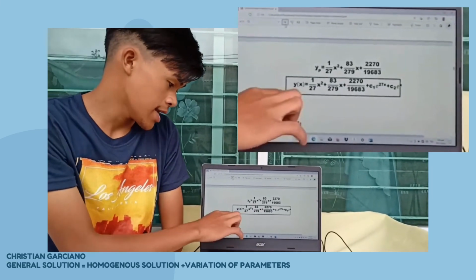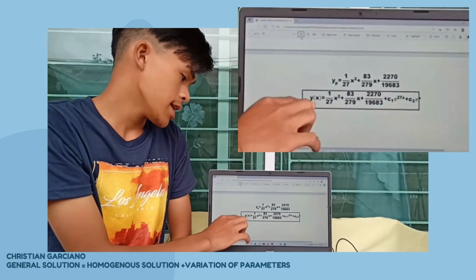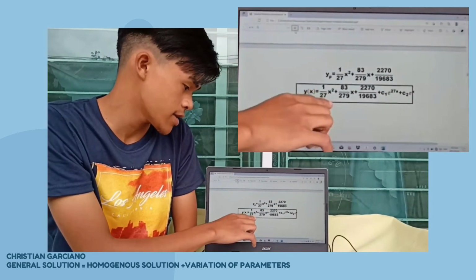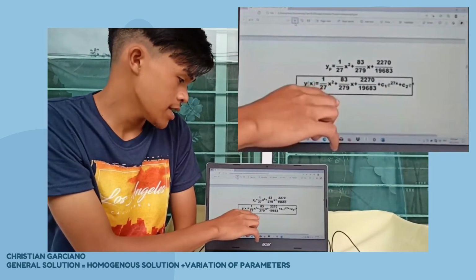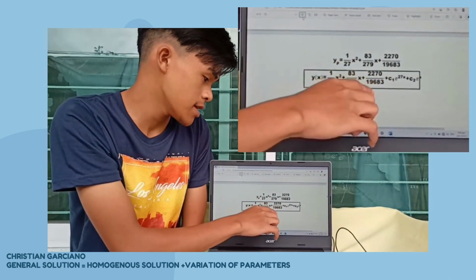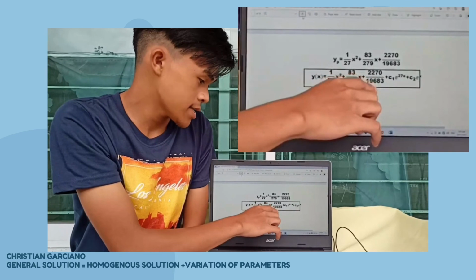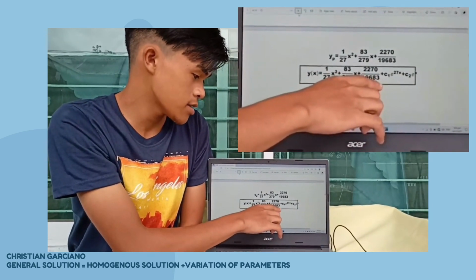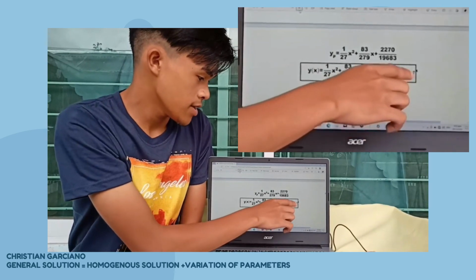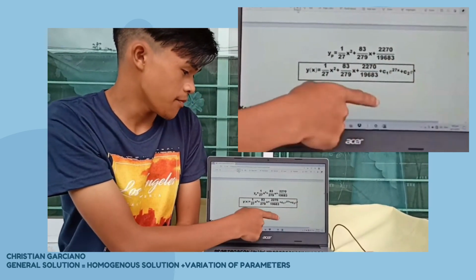So the answer is y(x) equals 1 over 27 x squared plus 83 over 279x plus 2270 over 19683 plus c1 e^27x plus c2 e^x. So this is our final answer.